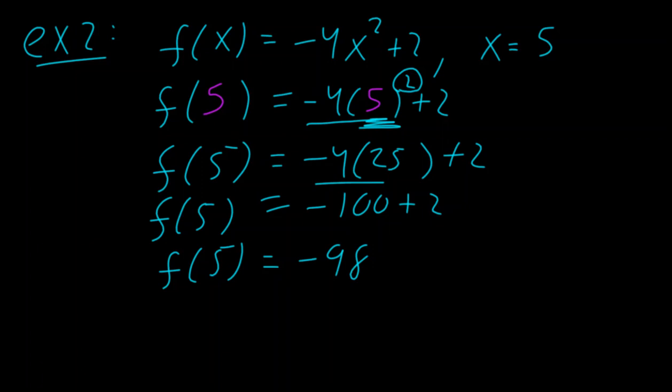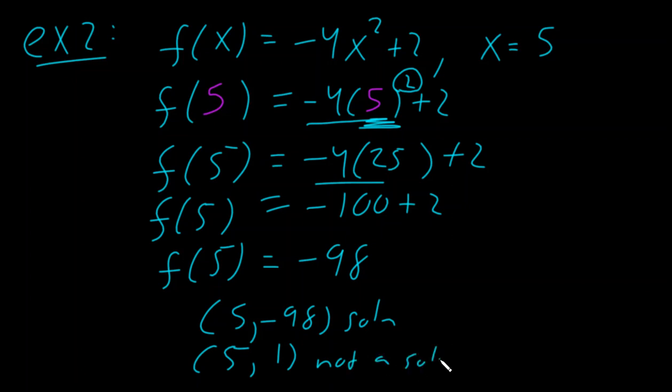And let's kind of finish this off. How would you write this as an ordered pair? Well, you would say, okay, this is the ordered pair 5 comma -98. And we know that this is in fact our solution. What if I said something like this, 5 comma 1? What would you say? Well, hopefully you would say it is not a solution.